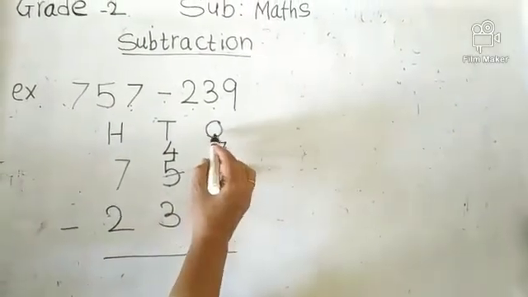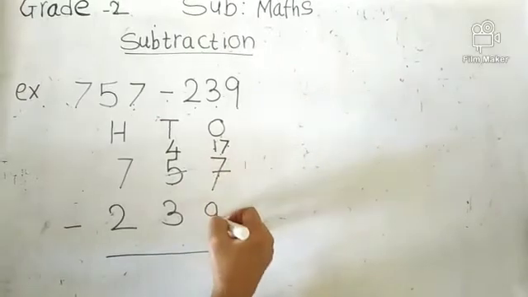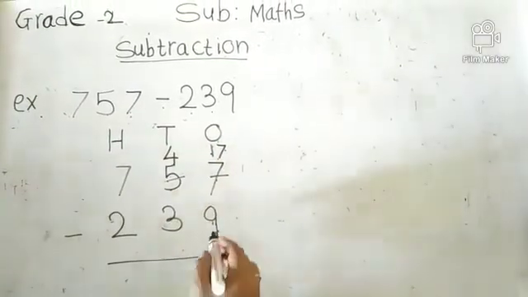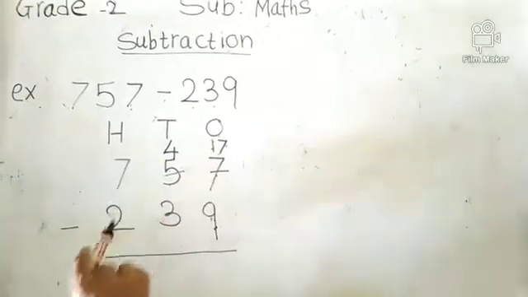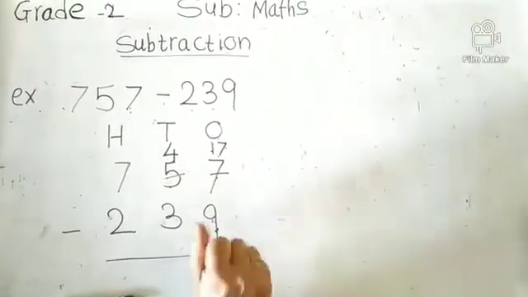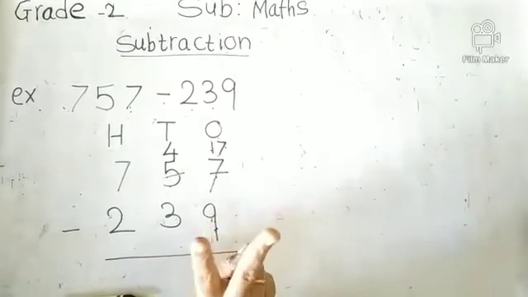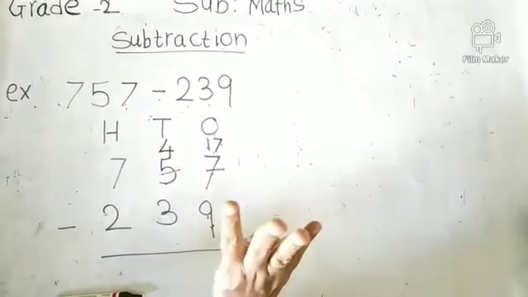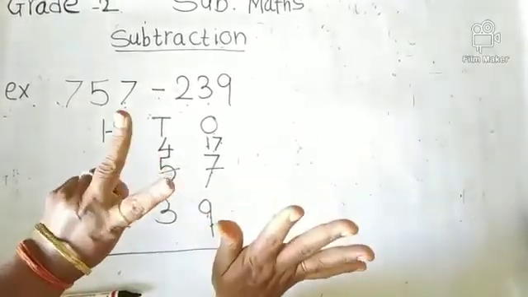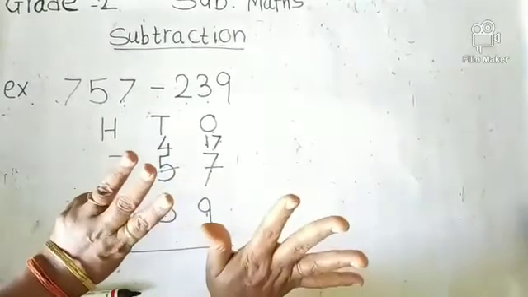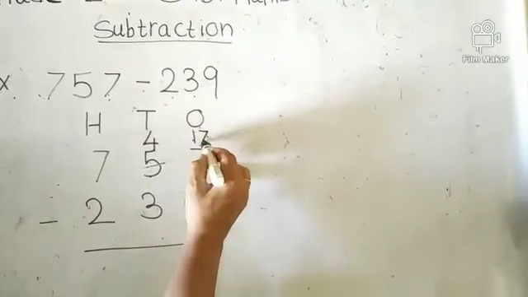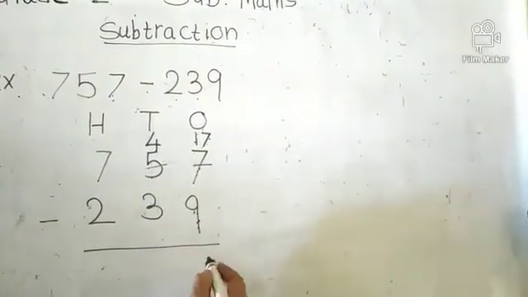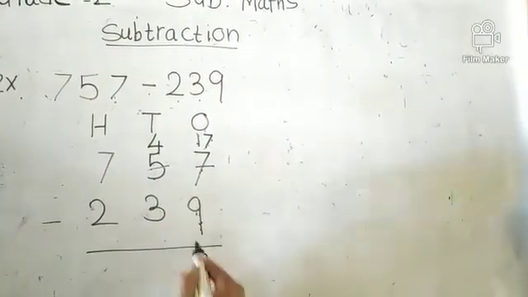Now we will subtract this 9 from 17. So start from 9 till 17. Okay, come on. After 9, 10, 11, 12, 13, 14, 15, 16 and 17. How many fingers? 5 plus 3, 8 fingers. 17 minus 9, we get 8.